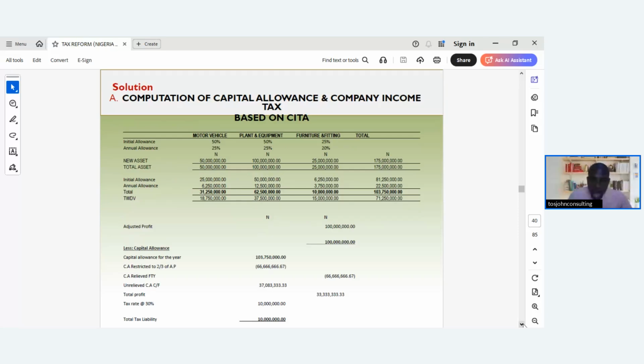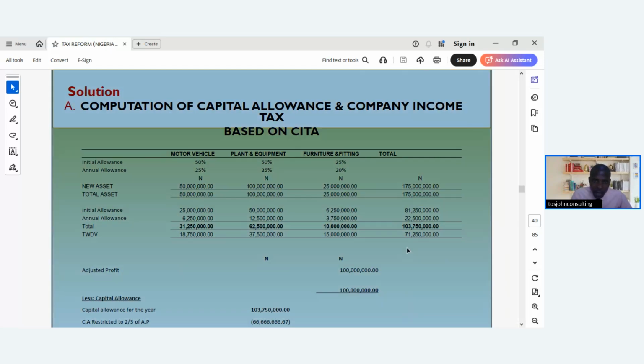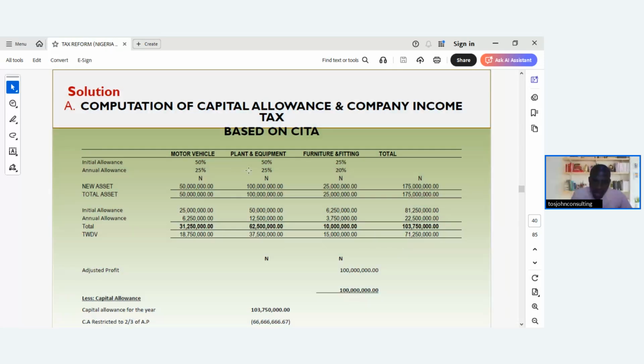So this is the answer solution. Computation of capital allowance and company income tax based on CITA, the Company Income Tax Act, which has been repealed. So this is what we have. You can see it. Let me make it more bold. Right? So you can see what it is, based on the percentage. You can see the adjusted profits. You can see what we have under CITA.